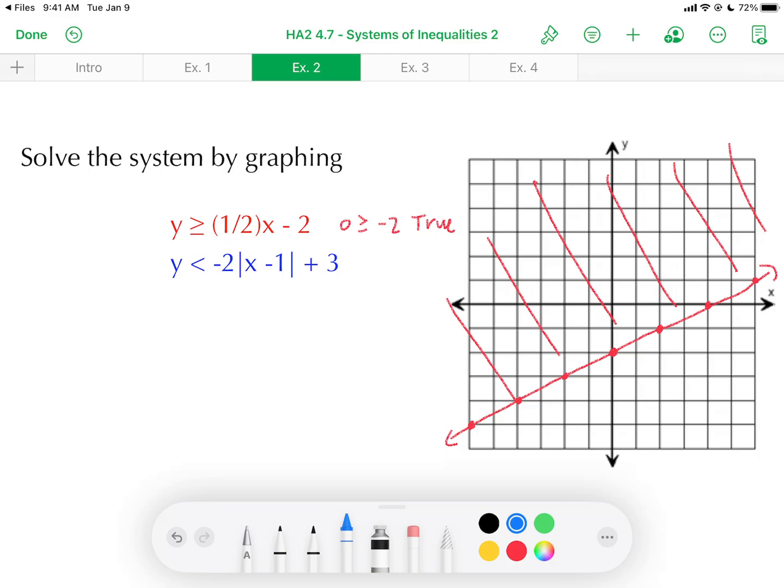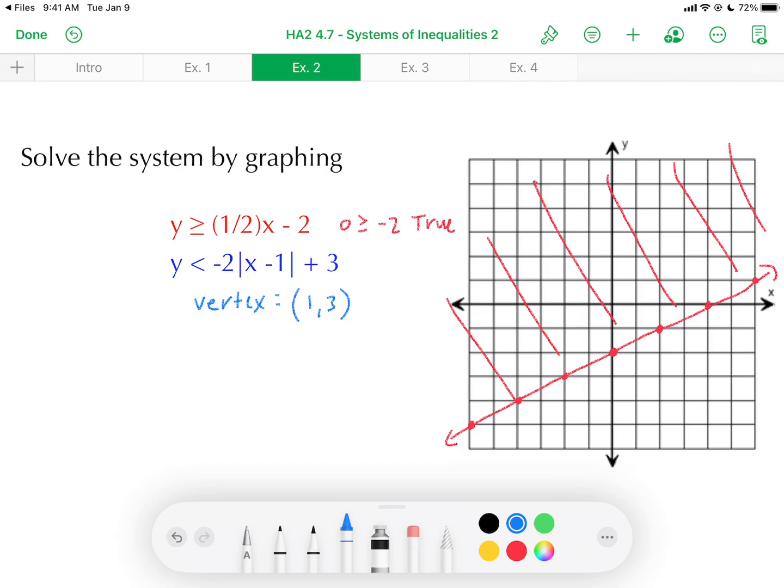Okay, so the next inequality is a two-variable absolute value inequality. Two-variable absolute value equations, what do those graphs look like? They're not lines, they're V's, right? Which have a vertex to them. What would the coordinates of this vertex be? Be careful. Evan had it right: 1, 3.